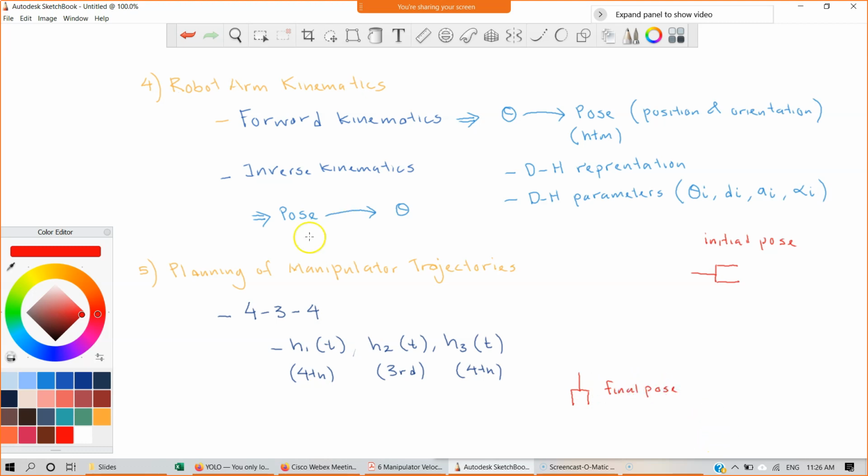Okay. So in 434 trajectory, we don't really care how the end effector moves, right? All we care about is that in the beginning, if this is our initial pose of the end effector, after a certain time, we want the end effector to be in the final pose. How does it move in between? We don't really care. Because 434 is what we call the joint interpolated trajectory.